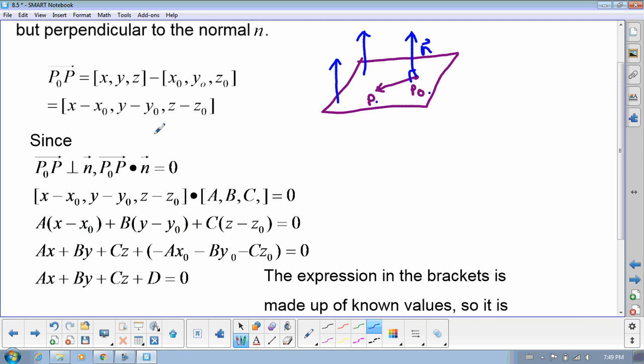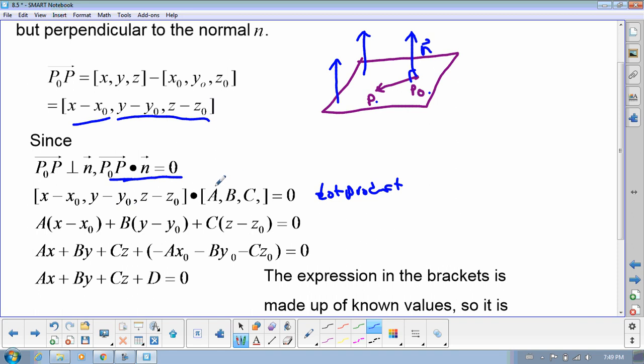But before I get into the dot product, I have to actually generate the vector that I have drawn in purple. Point P has the coordinates x, y, z. P naught has the coordinates x naught, y naught, z naught. So this expression right here is just the vector that I'm generating, and I have to leave the variables there because I don't have numbers. Then I want to use the idea that they're perpendicular to figure out what's going on. So this is the dot product.